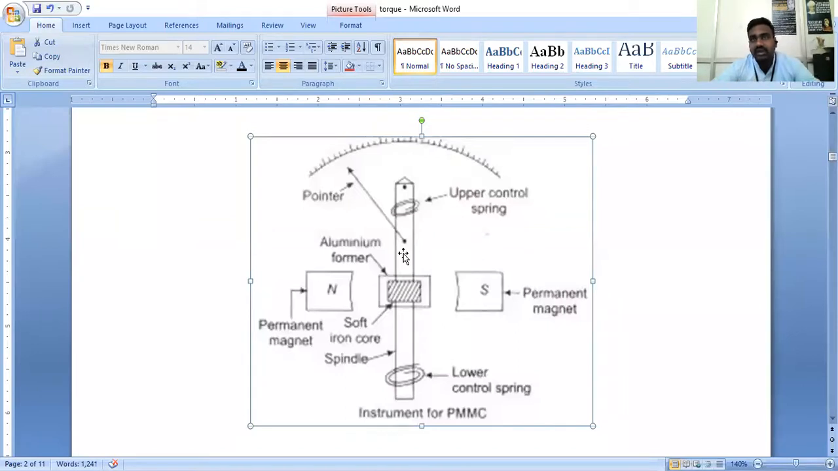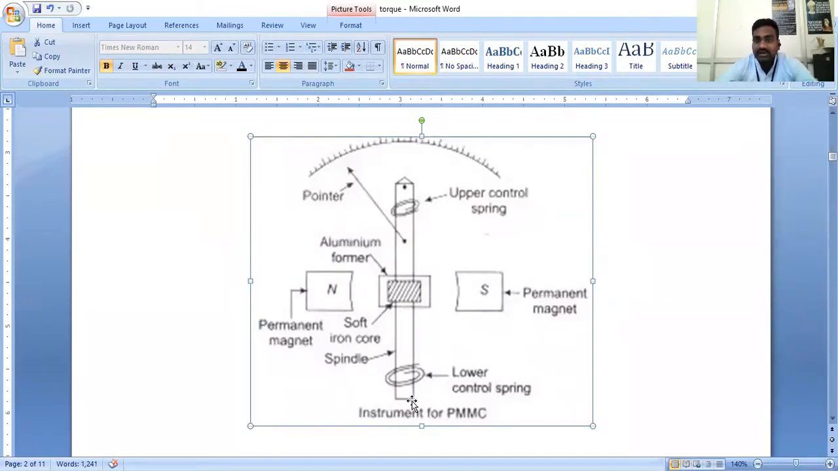If an ammeter is connected in series to the line, the series current which is flowing in the line is experienced by this conductor. Or if this is a voltmeter, we connect this instrument in parallel to the line. Most of you are very familiar that an ammeter is connected in series to the line and a voltmeter is connected in parallel to the line. So whenever this voltmeter is connected in parallel to the line, the EMF in the line is experienced by this conductor.